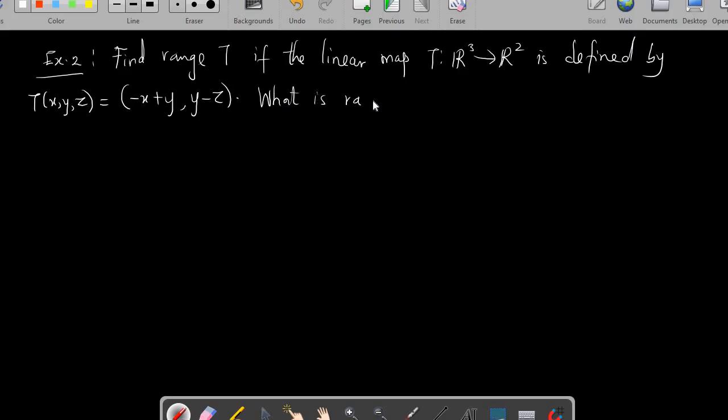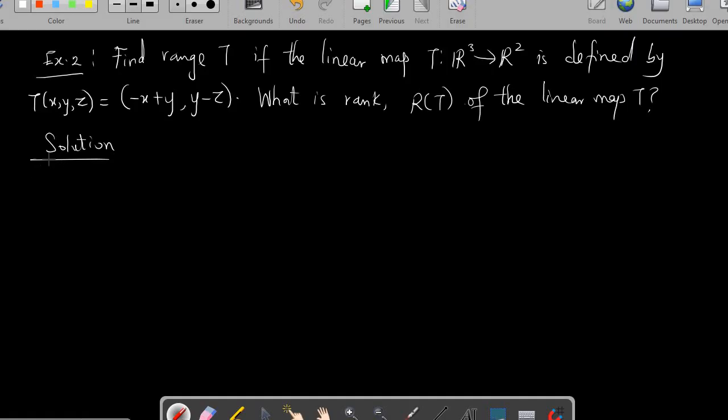What is the rank R of T of the linear map T? So how do we go about the solution? Just the way we explained the former example.